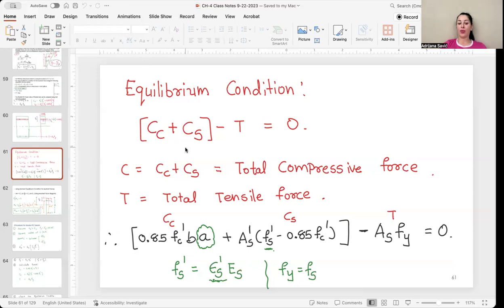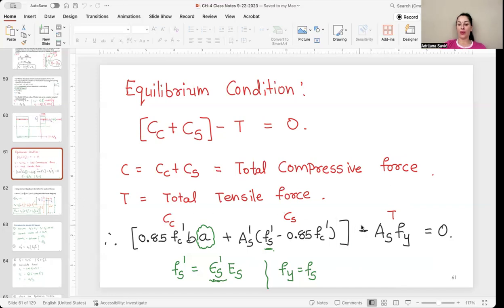Again, we have the equilibrium condition, and for the compressive force in concrete we can use 0.85 f'c, where f'c is the compressive strength of concrete, times the width of the cross section, times a, the depth of the Whitney block, plus As prime, the area of steel in compression, times (fs prime, the stress which belongs to the steel in compression, minus 0.85 f'c), minus As, the area of steel in tension, times fy, the yielding stress, and that will give us the total tensile force.